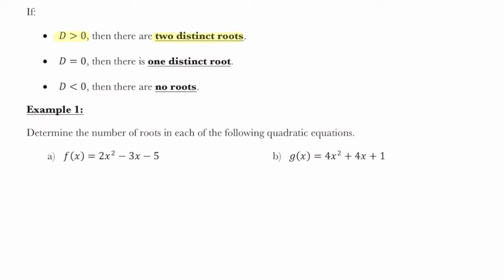Distinct is just a word meaning different. This means that you're going to have two different x-intercepts on the graph or two different solutions when you try to solve it using the quadratic formula. The other case is that your discriminant equals 0. And in that case, there's one distinct root, meaning there's just one solution. And finally, if your discriminant is negative, then that's going to be the case where there are no roots. That's the parabola that doesn't cross the x-axis.